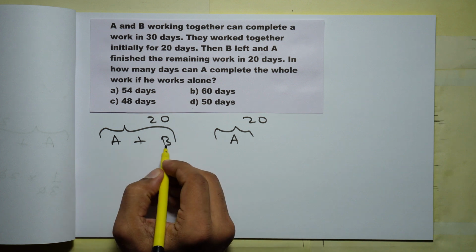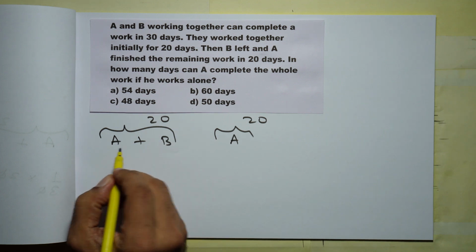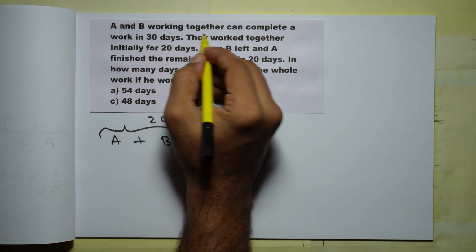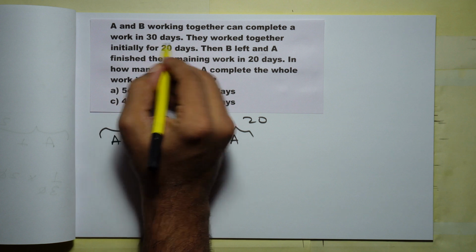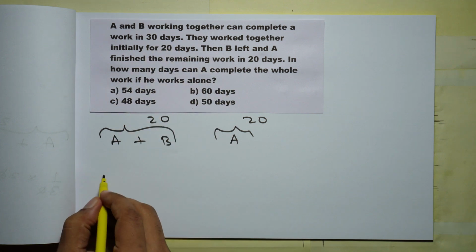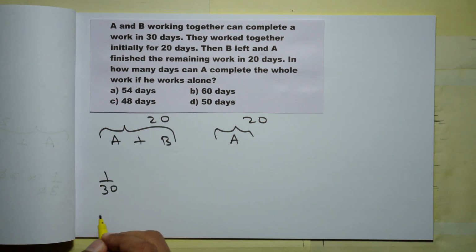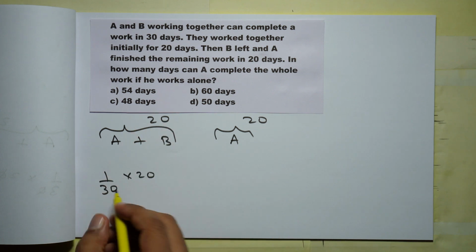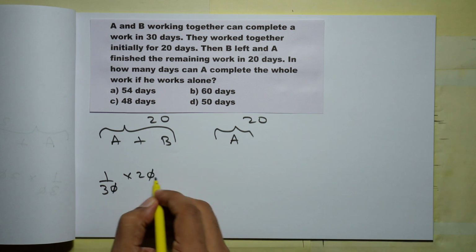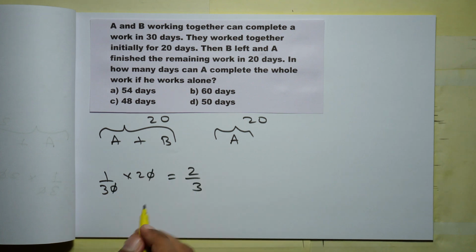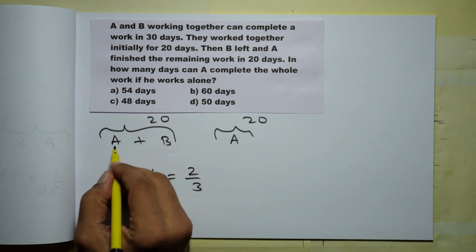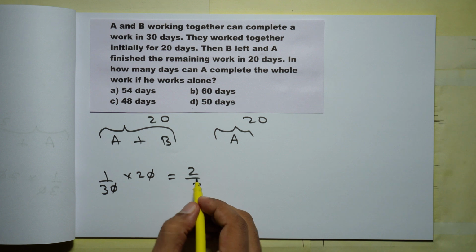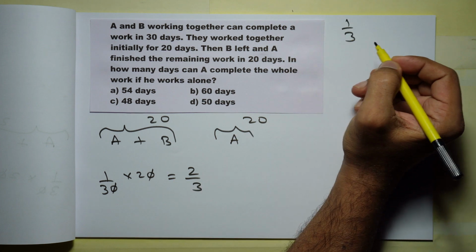So as a first step, we'll find out the part of the work done by A and B in these 20 days. Now if they are working together, they can complete the whole work in 30 days. So every day they will do 1 by 30th of the work. Like that, they initially work for 20 days. So 20 by 30, 0 and 0 cancel out, you will get 2 by 3. So in these 20 days, A and B together will do 2 by 3rd of the work. 2 by 3rd of the work is done, so remaining is 1 by 3rd.